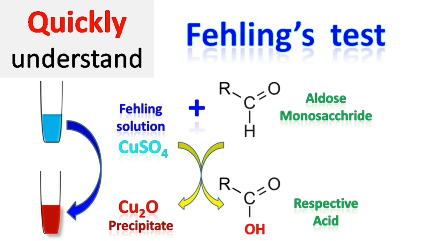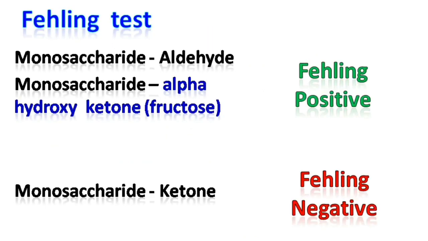Let's talk about Fehling's test. Fehling's test is used to distinguish monosaccharides having aldehyde or a keto group. Monosaccharides having aldehyde group give positive Fehling's test, while the monosaccharides having ketone group give negative Fehling's test. However, there is an exception over here. Monosaccharides having alpha hydroxy ketone like fructose can also give a positive Fehling's test.